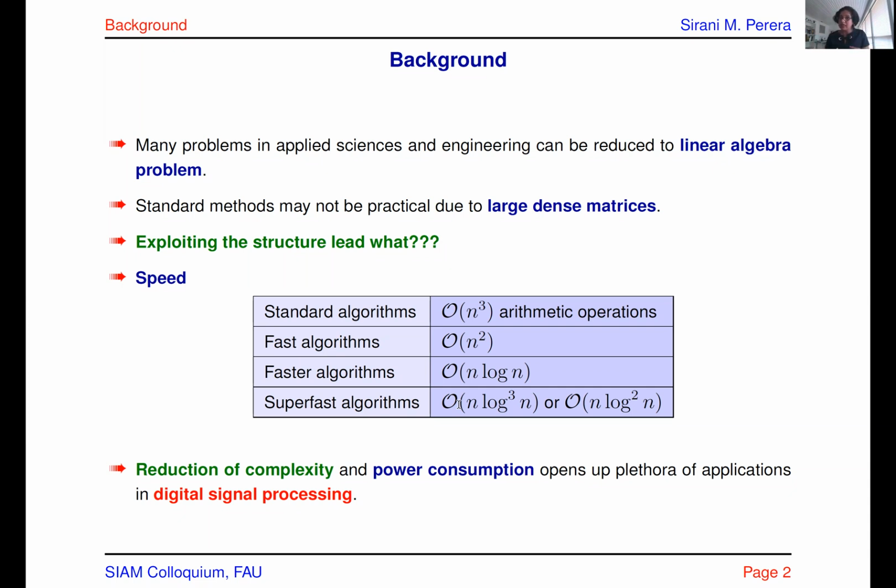If you could reduce a little further down, I would like to call it a faster algorithm, not n squared, maybe n log n, like the divide and conquer technique or the radix 2 algorithm. And if you could cut down the complexity more, to n log squared n or n log cube n, those are called the super fast algorithms.